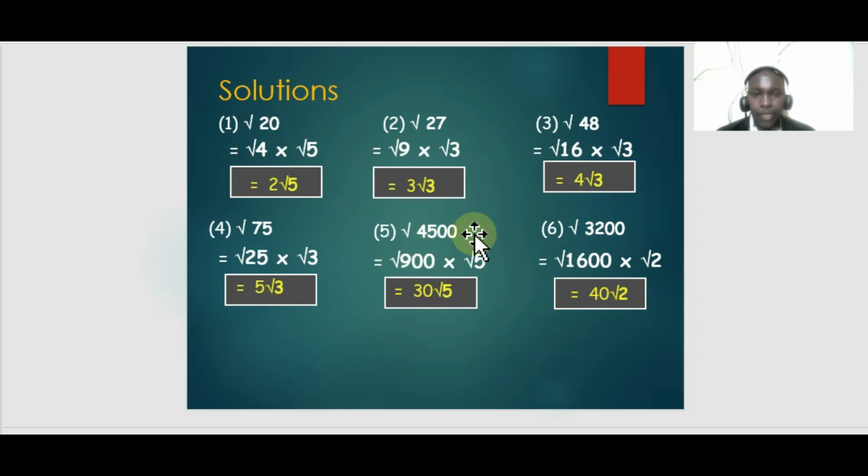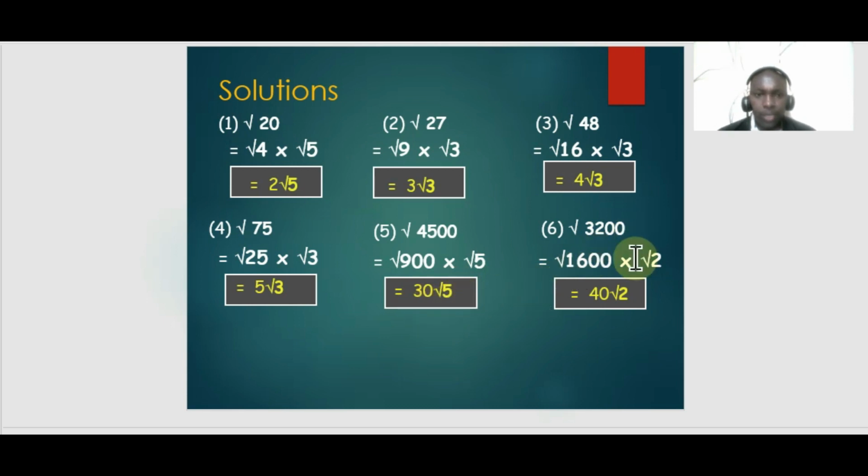4500, this one is quite a big number, so we can break it down into 900 times 5. That is what will give us 4500. So the square root of 900 will give us 30, and then the square root of 5 will remain as root of 5. So the answer is 30 root 5.